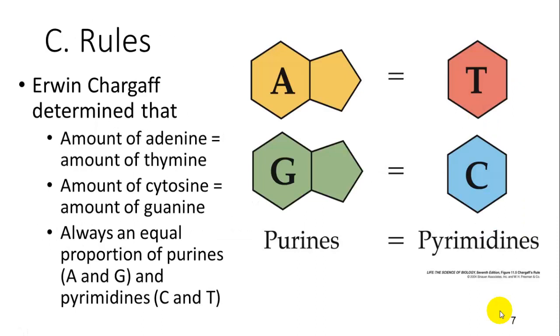Now, Erwin Chargaff did some experiments where he purified DNA, and he found that the amount of adenine was the same as the amount of thymine, and the amount of guanine was the same as the amount of cytosine. Now, these nitrogenous bases are called purines, and these are called pyrimidines. So you had an equal amount of purines as pyrimidines, and they were always in equal proportion. We'll talk about why in a minute.